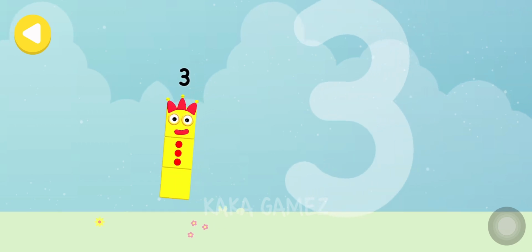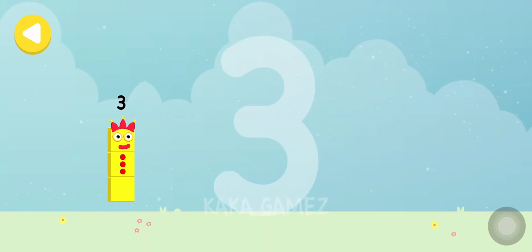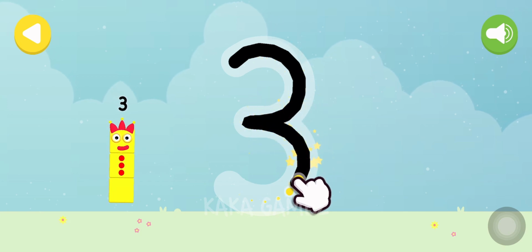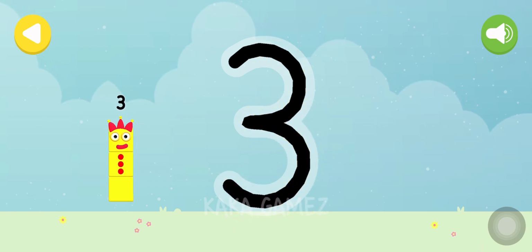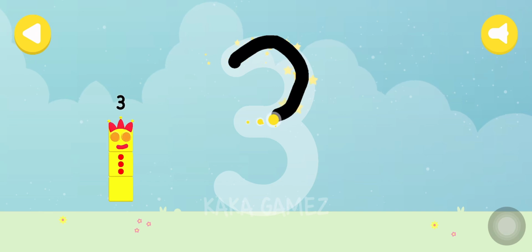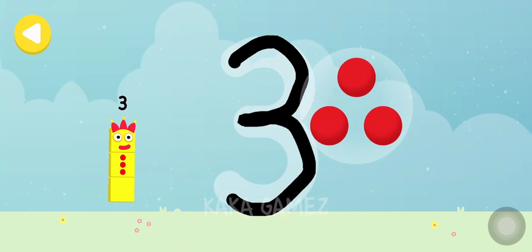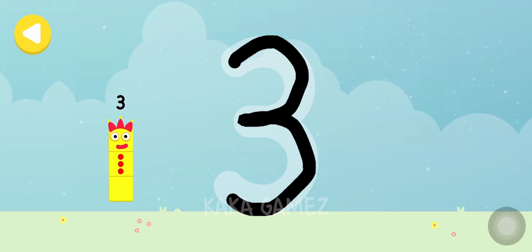Let's make some writing magic! Can you trace number block 3's numberling? Make a curve, just like me, then one more, and you got 3! 3 juggling balls. That's it. You made writing magic. Look what appeared when you traced this number.